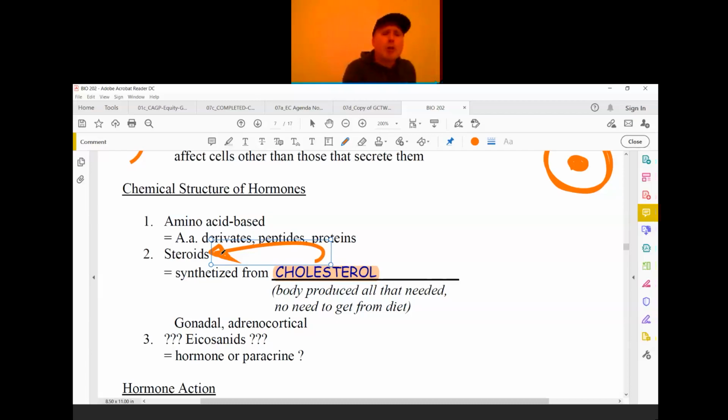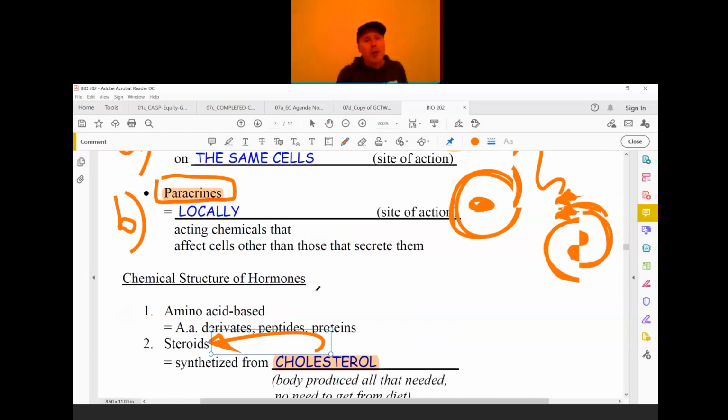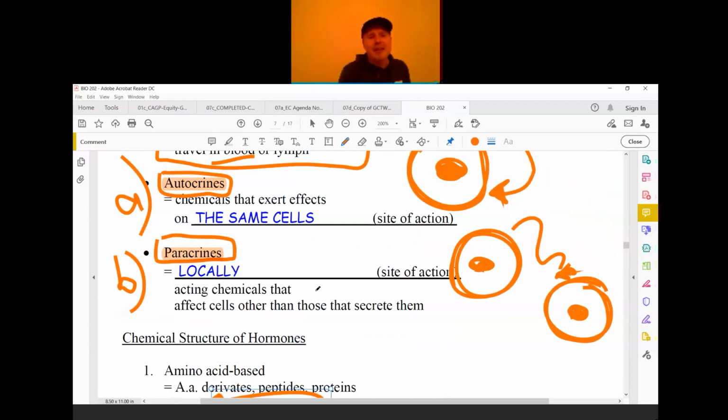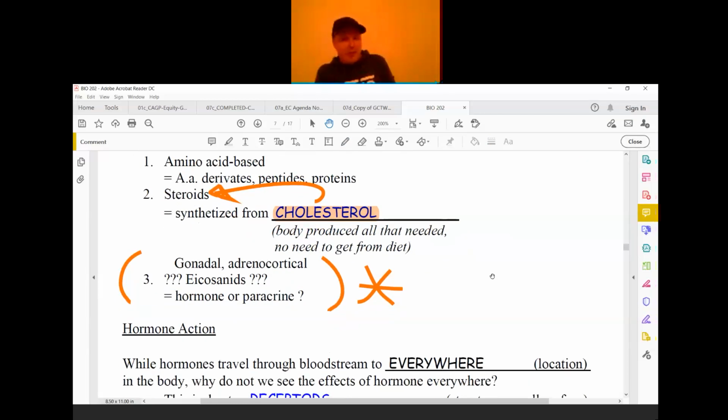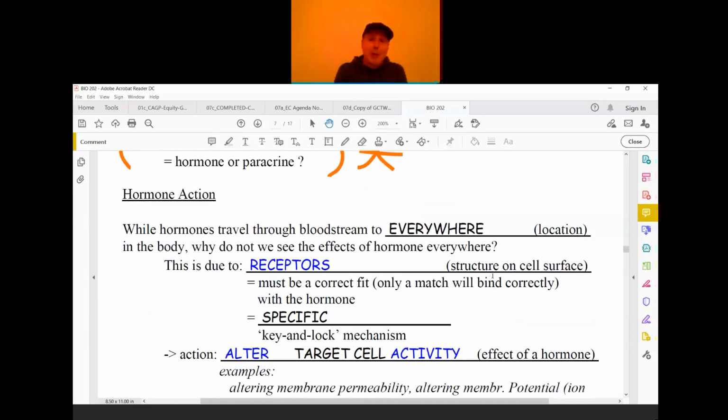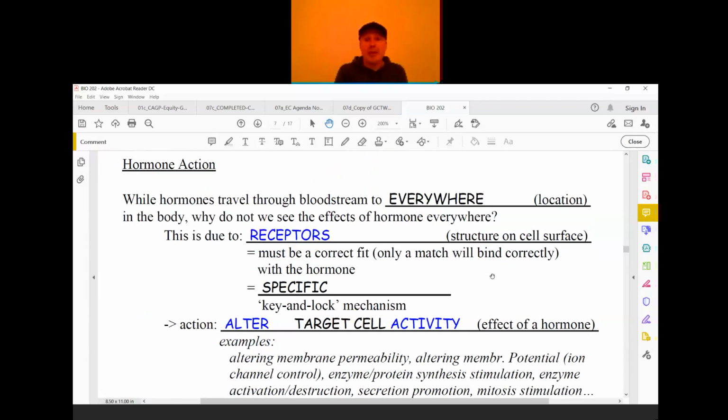And then there's the 3rd group, eicosanoids, and we don't really know, should we classify them as hormones or paracrines? So we're not quite certain of that, and we're still trying to figure that out. So as you can see, science, we don't always have all the answers. We're still doing research.